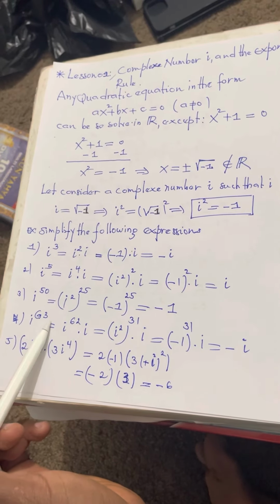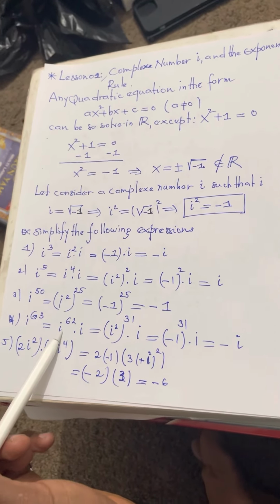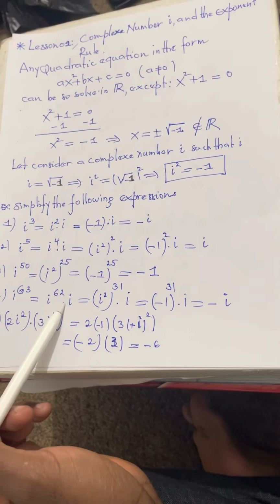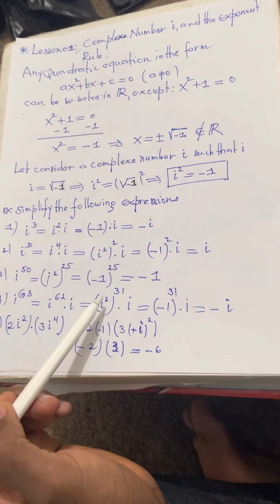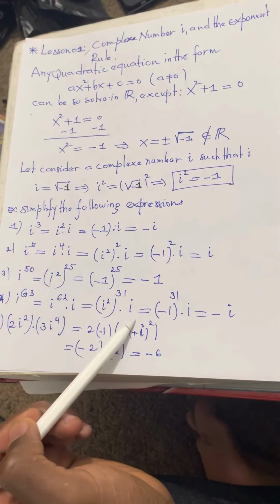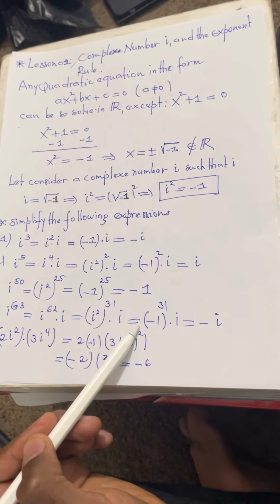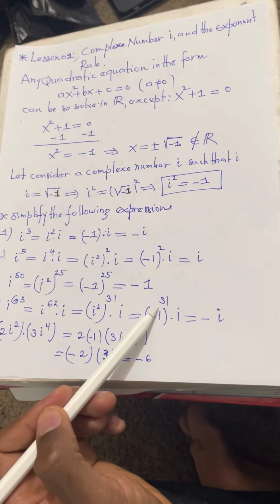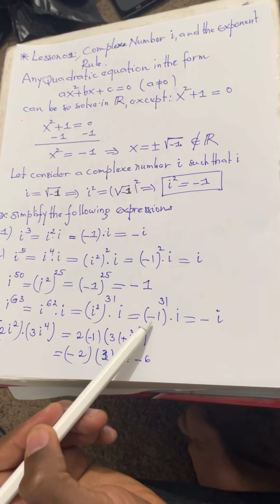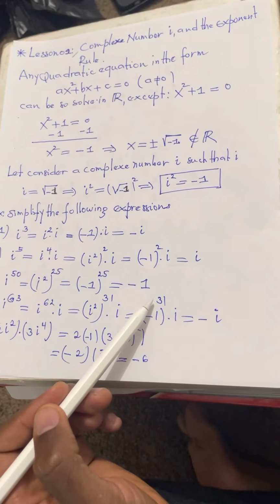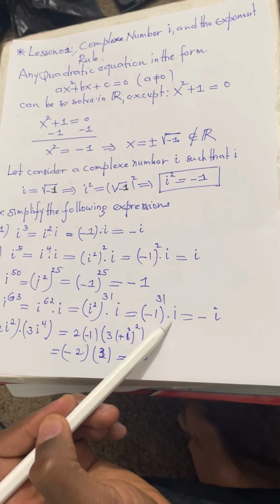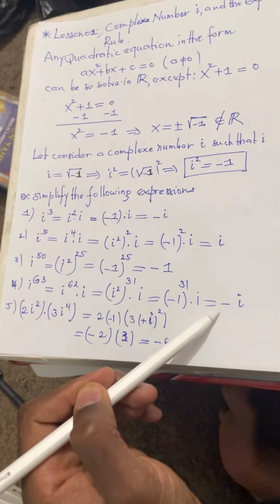Now what about i to the 63? Well, I can break it down to i to the 62 times i. Then I can divide the 62 by 2, which gives i squared to the power 31 times i. Now we have minus 1 to the power 31 times i. Minus 1 to the power 31 means you multiply minus 1 by itself 31 times, which is minus 1, times i. You end up with minus i.